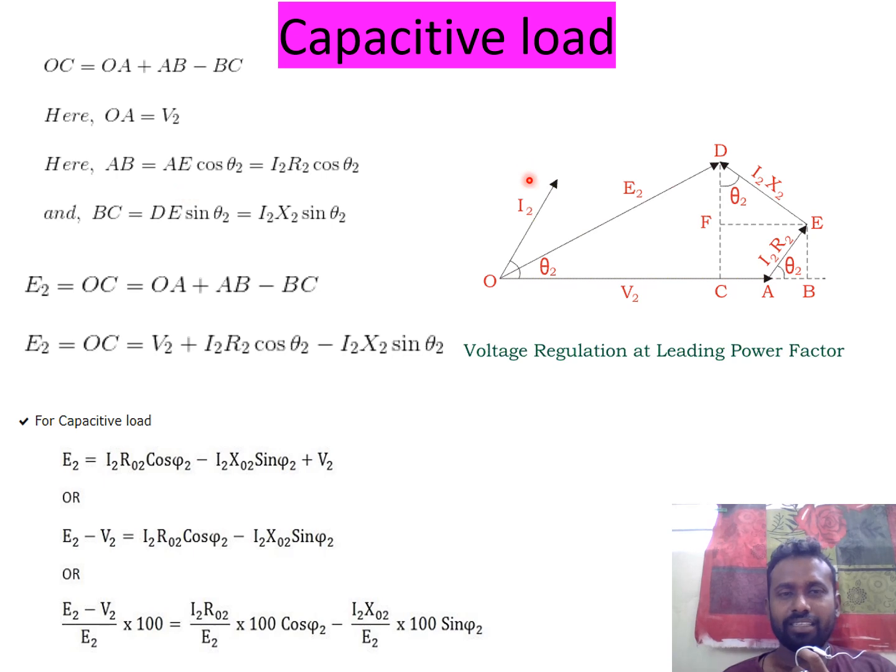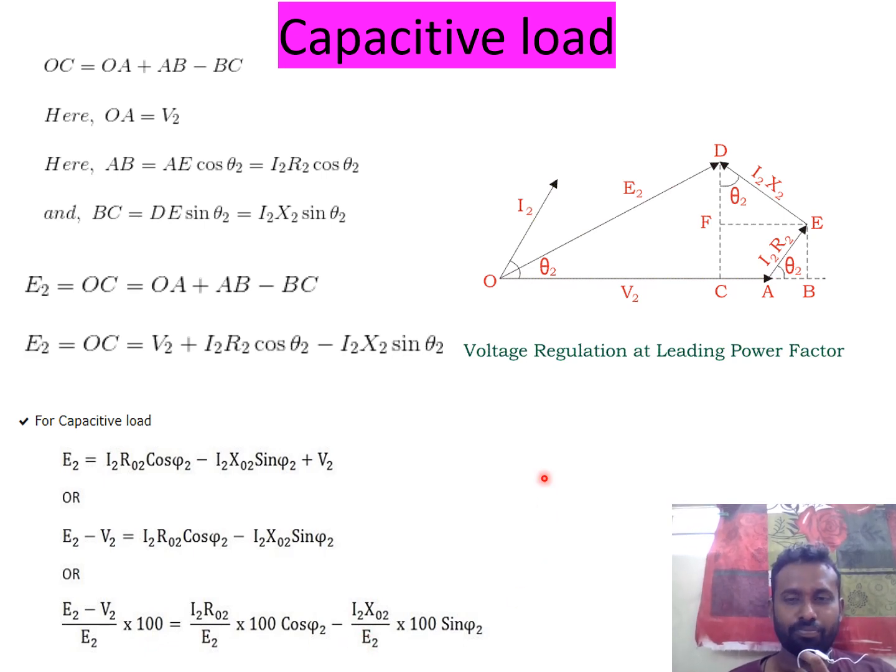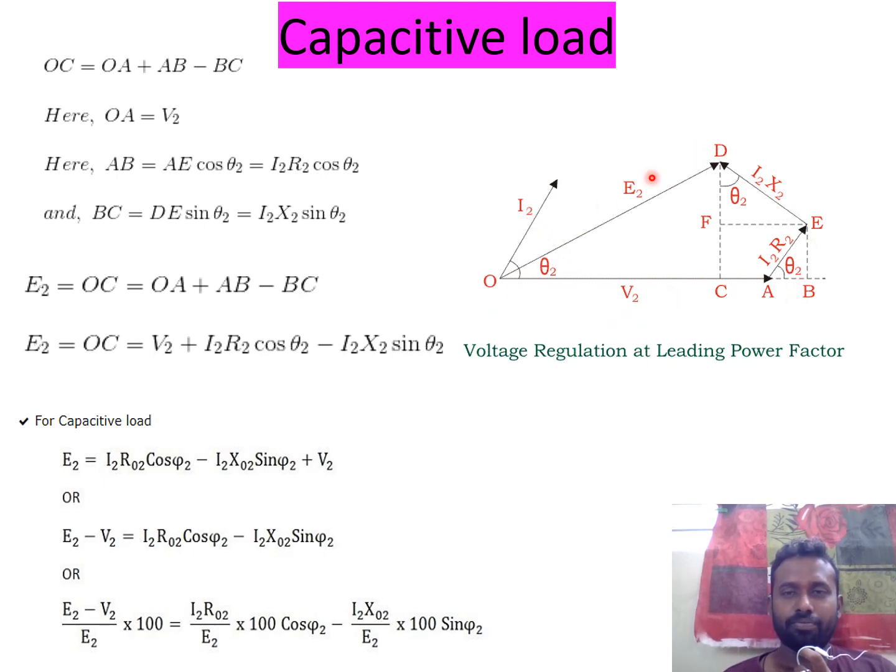So from this you'll get the same expression I2 R2 cos phi 2, but instead of plus you'll get minus I2 X2 sin phi 2, using the same calculations that we have done previously. So E2 minus V2 is equal to I2 R2 cos phi 2 minus I2 X2 sin phi 2. Similarly, if you divide by E2, you will get the same expressions. So this is in case of a capacitive load. The only thing that you have to remember is I2 leads V2, so you'll get this resultant E2.